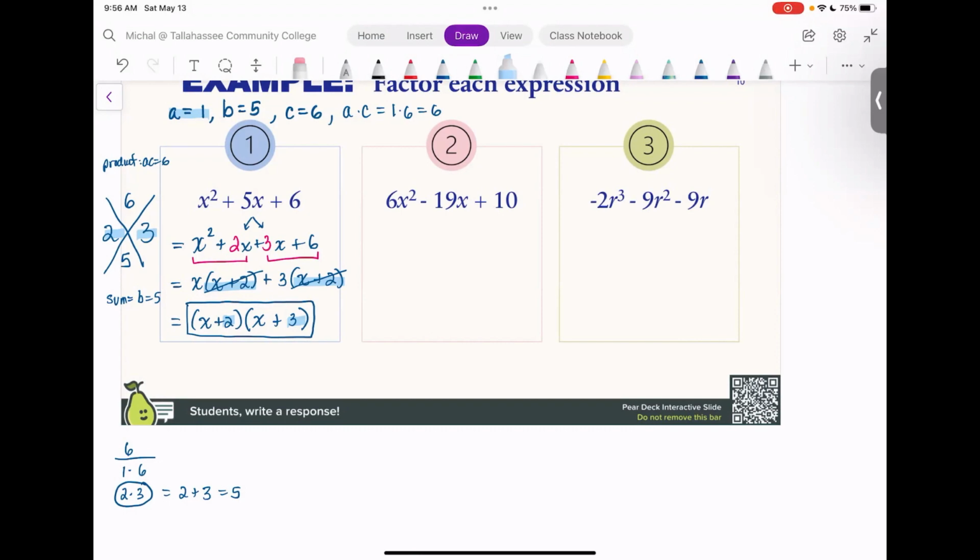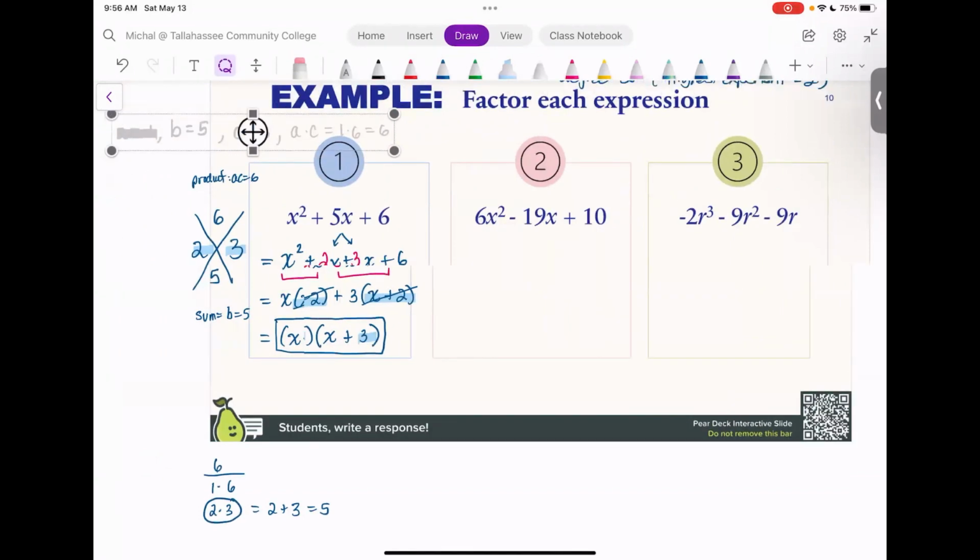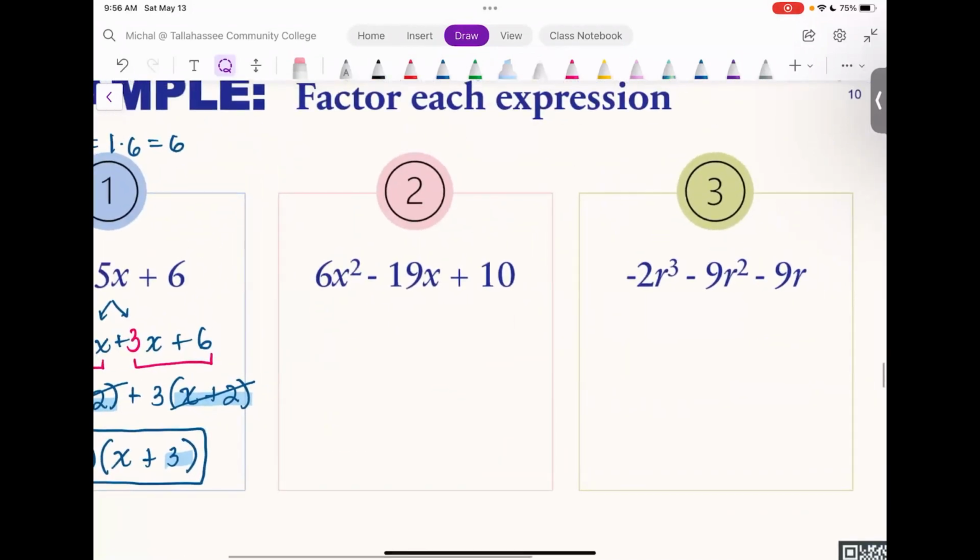So I want to identify A, B, and C. Let me move these first ones out of the way so they don't overlap with my new problem. In this problem, A is equal to 6, B is equal to negative 19. Note the sign here goes with the coefficient. And C is equal to 10.